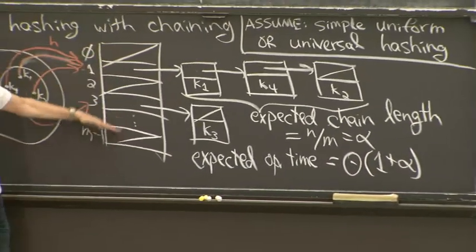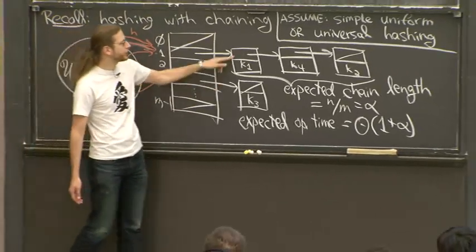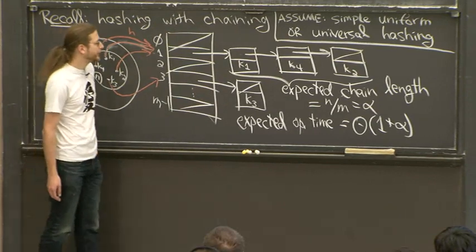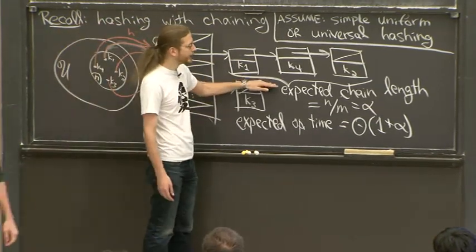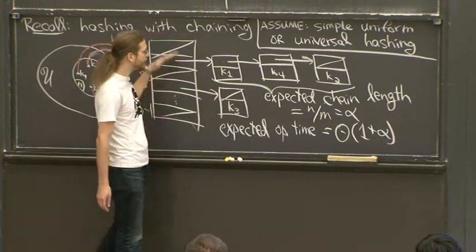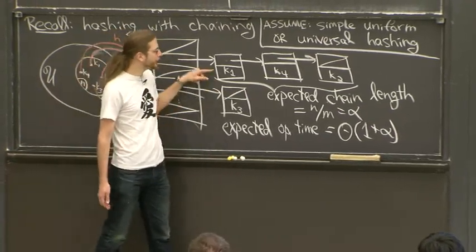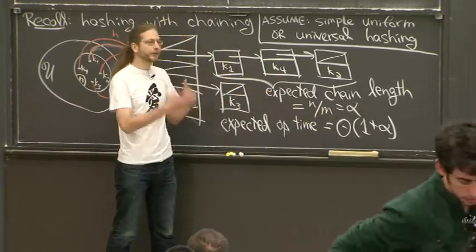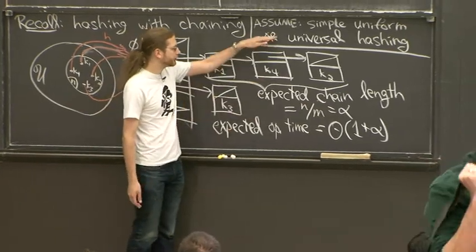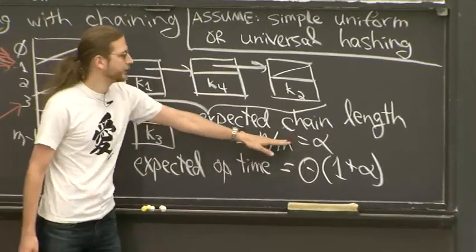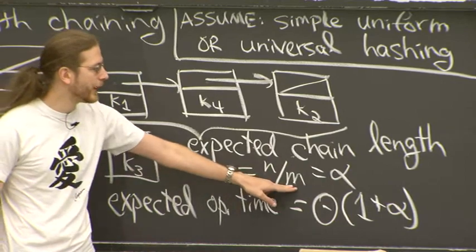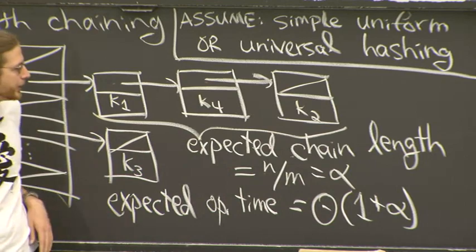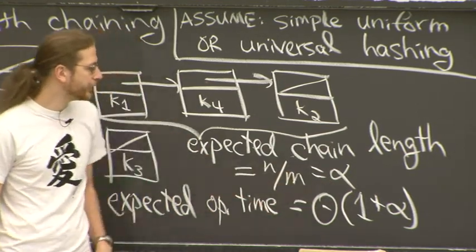There's m to store the table. There's n to store the items, since the sum of the lengths of all the lists is going to be n. And then we said the expected chain length, if everything's uniform, then the probability of a particular key going to a particular slot is 1 over m. And if everything's nice and independent, or if you use universal hashing, you can show that the total expected chain length is n over m. N independent trials, each with probability 1 over m of falling here. And we called that alpha, the load factor.